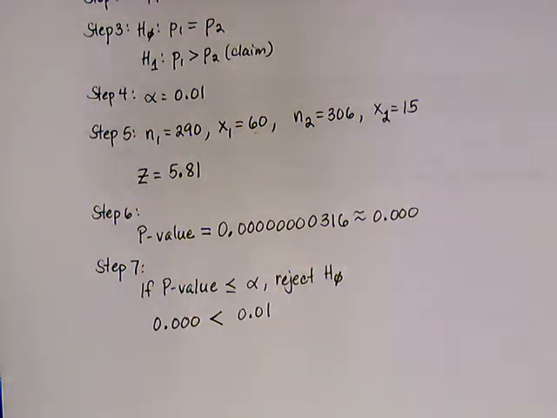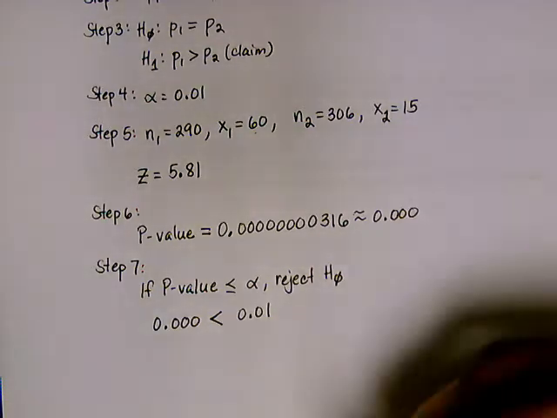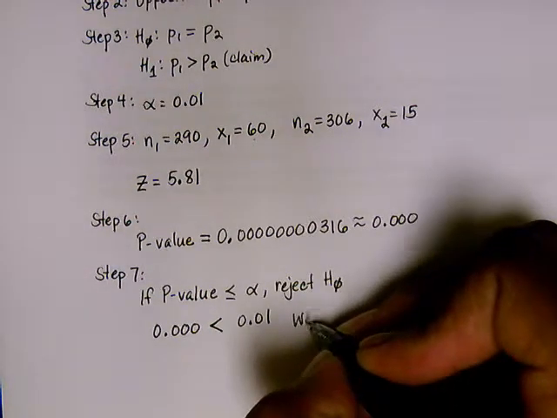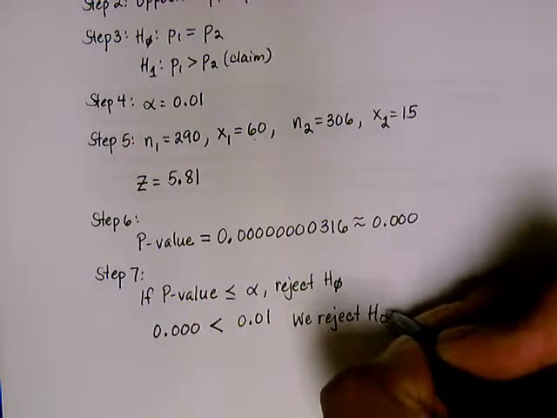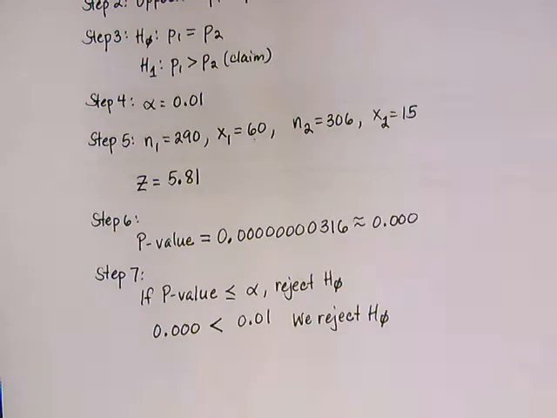Here, if the p-value is low, the null must go. And here, the p-value is very low. So here we're going to reject the null hypothesis.